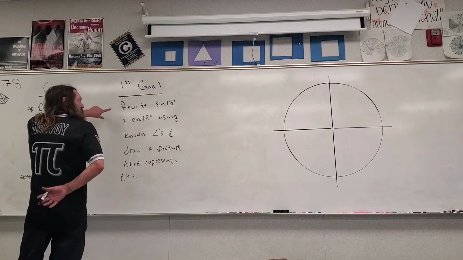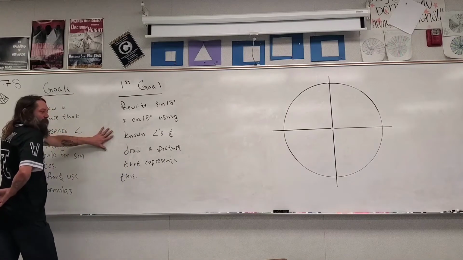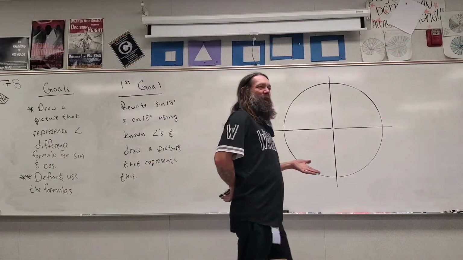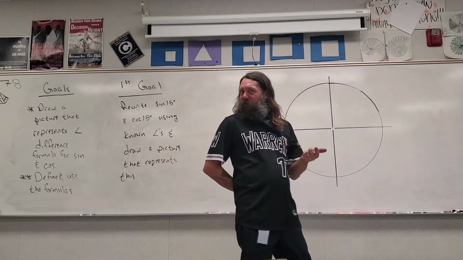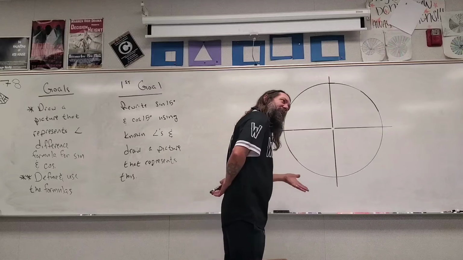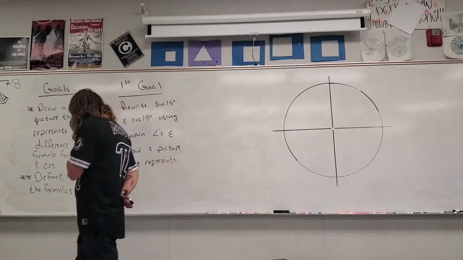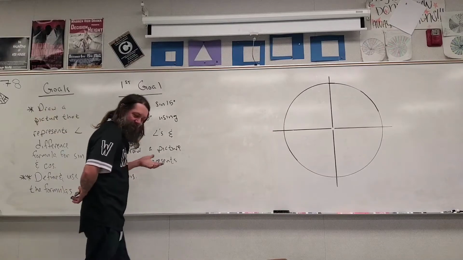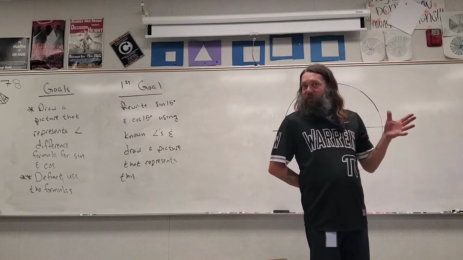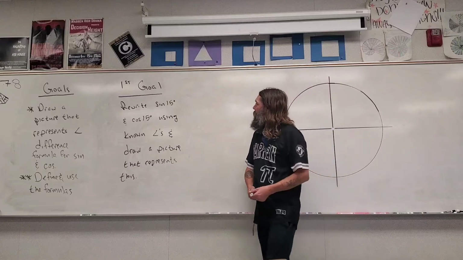I want to rewrite sine of 15 degrees and cosine of 15 degrees using known angles and draw a picture that represents this. So we know angles like 0 degrees, 30, 45, 60, 90, 120, 135, 150, 180, 210, 225, 240, 270, 300, 315, 330, and 360. I can subtract two of these angles and get to 15 degrees.